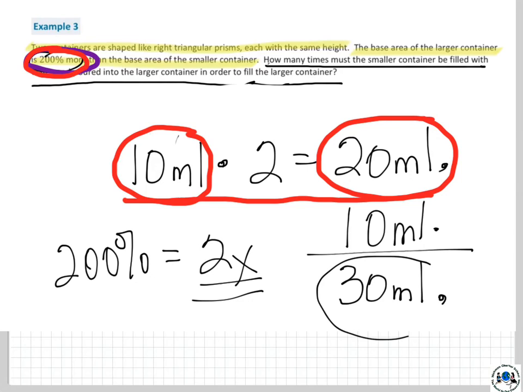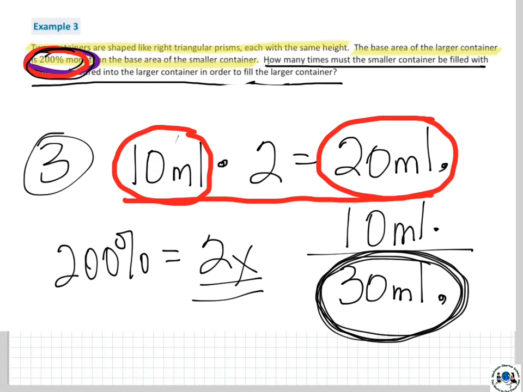Okay, so again, the rule here, or the trick, or the tip here, is if you see 200% more, just go ahead and multiply by 3. Okay, and you can see where you get to that answer right there. If we multiply 10 milliliters by 3, we would get to 30 milliliters. And this is tricky stuff.